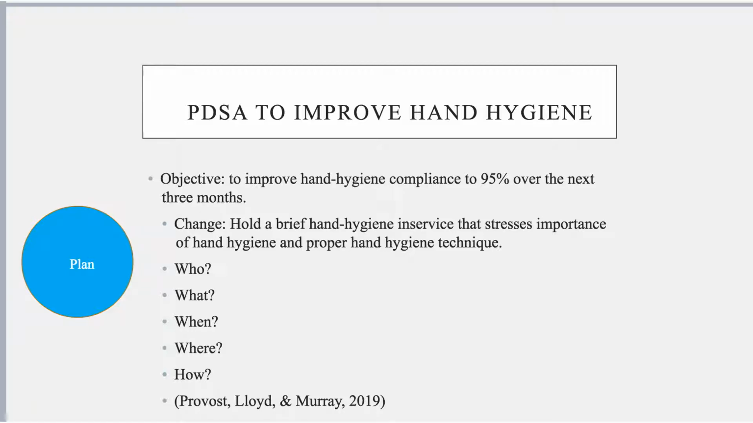During the plan phase, you can also make predictions about what is going to go well and what could be problems in the process. For instance, a problem with this process could be that with direct observation by the office manager, this could lead to the Hawthorne effect, or people behaving differently when they know someone's watching them.